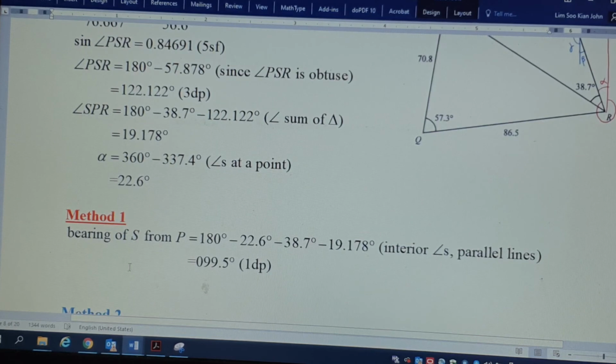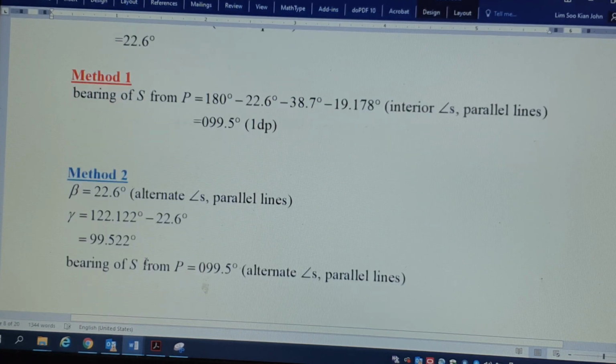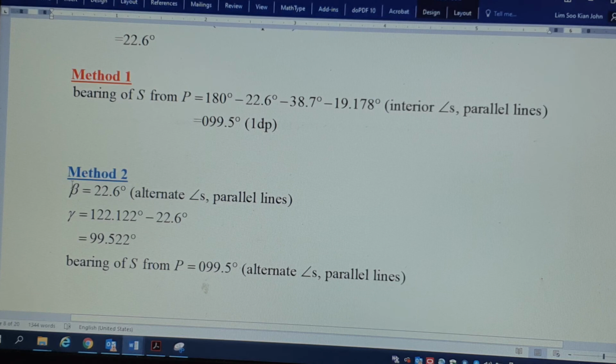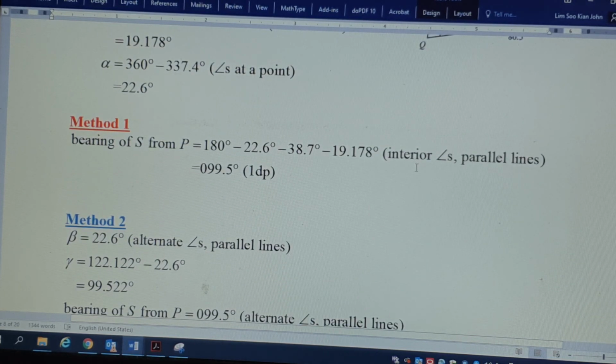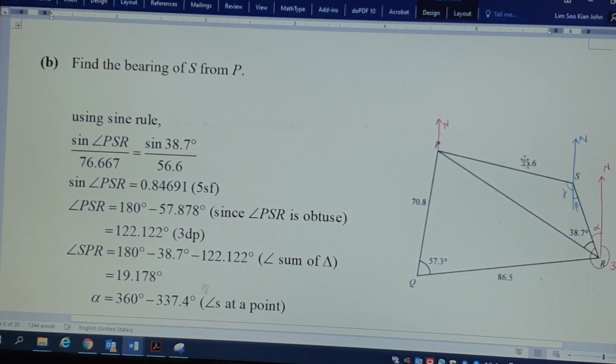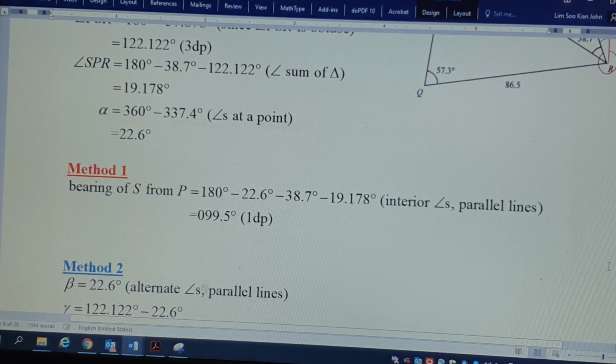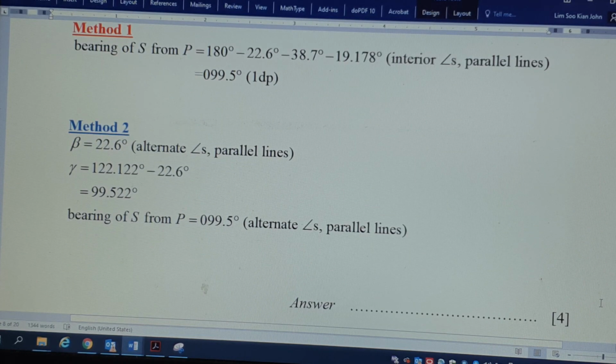Now, this is the so-called difficult part. Now, there is another way using alternate angles. Now, alternate angles and interior angles, you can only use them if you have parallel lines. So in this case, we do have parallel lines. Where do the parallel lines come from? It came from the fact that these two north, the north, right, they are all parallel. Okay, so that's why you can use your alternate angles and interior angles. So this is the second method. You take a look at it.